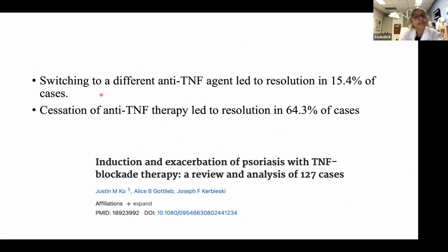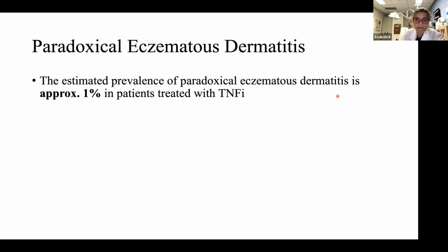Sometimes you don't have the liberty of doing that. So you just treat them with topicals, or you switch to a different mechanism of action if their skin is very significantly involved. There have been some published data that said that, of course, if you stop the anti-TNF, there's resolution in about 65% of cases. If you switch to a different anti-TNF, the odds of resolution are a lot lower. And so this is more of a class effect. So that's a paradoxical psoriasis reaction.